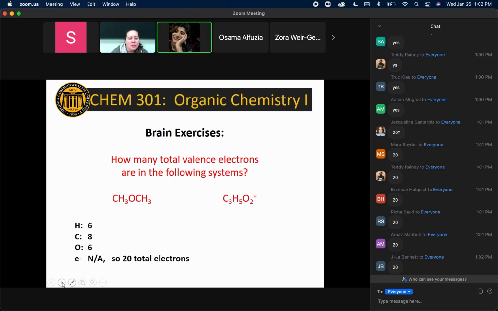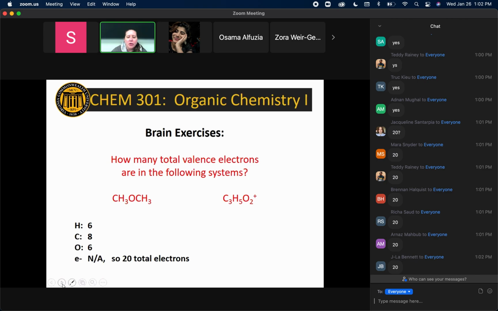Can you guys all make sure you're muted, please, if you're not answering? Thank you. There's 6 hydrogens, and so each brings in 1 electron. There's 2 carbons, which each brings in 4, so we'll get 8 total electrons from carbon, and we'll get the 6 valence electrons from that 1 oxygen. This is an overall neutral molecule, so we are all set and done, and that's our answer: 20 electrons, 6 plus 8 plus 6.